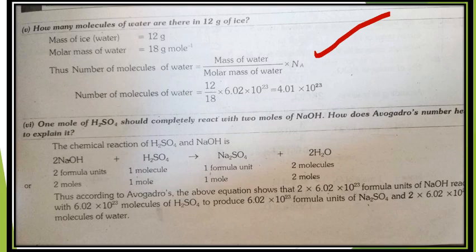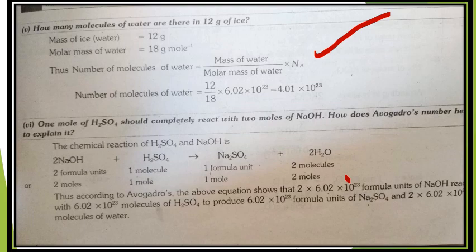It is very clear. You can express it in the form of moles. You can also express it in the form of Avogadro's number. Now read it this way: 2 formula units of NaOH, as it is an ionic compound, react with 1 molecule of sulfuric acid. 1 molecule of sulfuric acid produces 1 formula unit of Na2SO4 and 2 molecules of water. In terms of moles, you will write it as 2 moles of NaOH reacts with 1 mole of sulfuric acid to produce 1 mole of Na2SO4 and 2 moles of water.